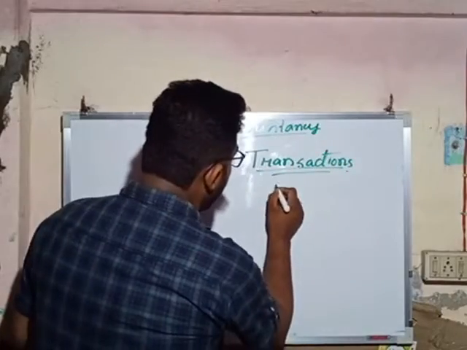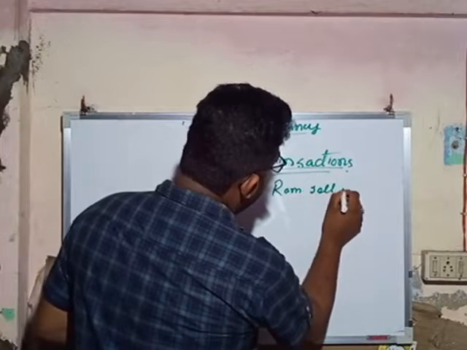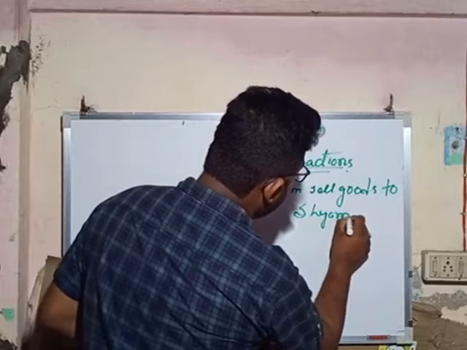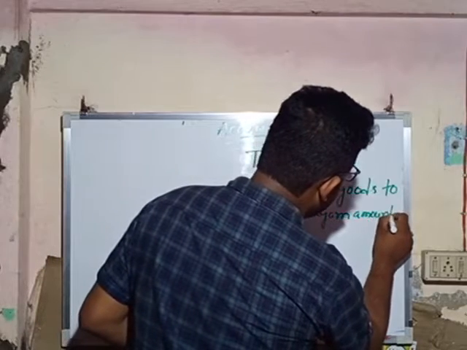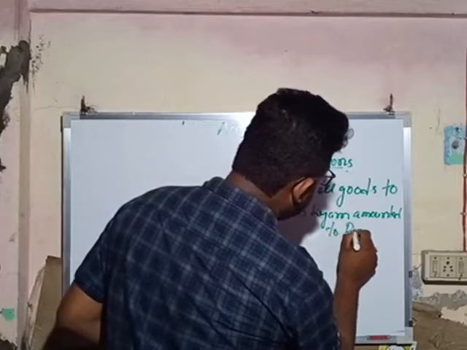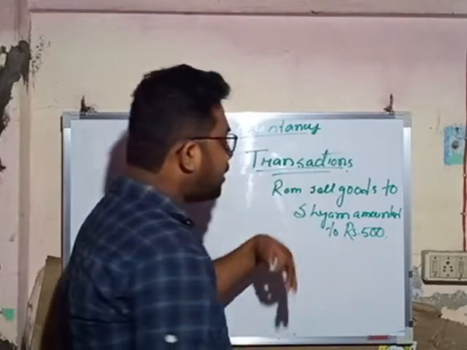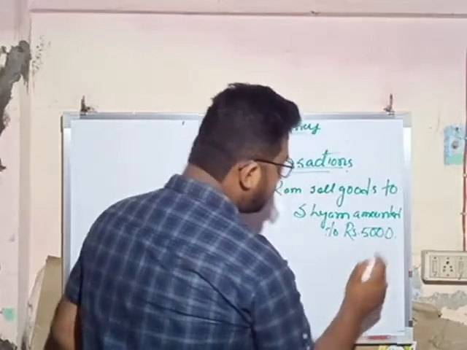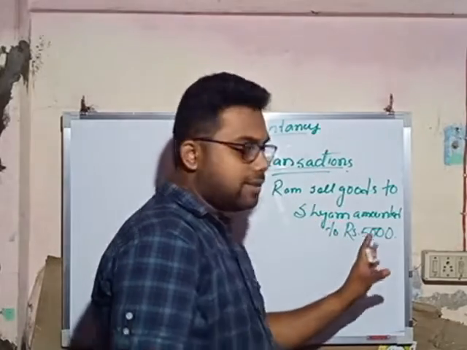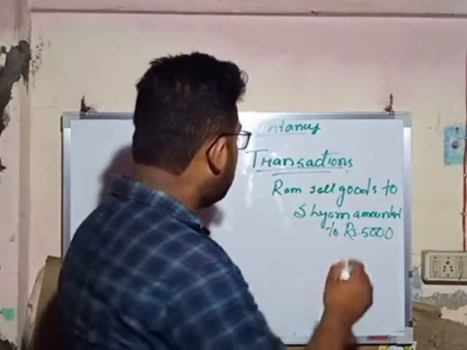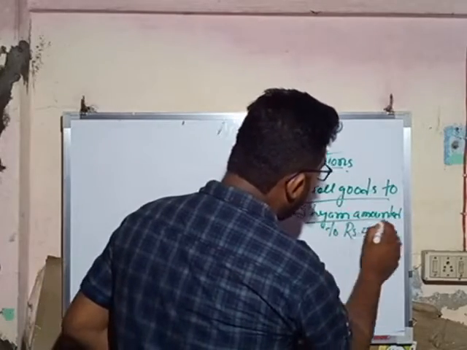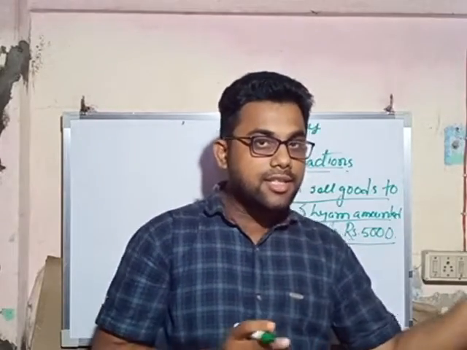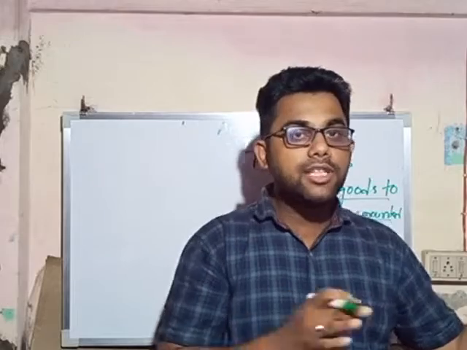Suppose Ram sells goods to Sham, amounting to rupees 5,000. That means Ram sold goods to whom? To Sham. How much worth of goods? 5,000. If we take this point, we find that Ram sells goods to Sham amounting to rupees 5,000, and we can measure it in terms of money. So it is a transaction. Transaction means any event which affects the financial position of a person.